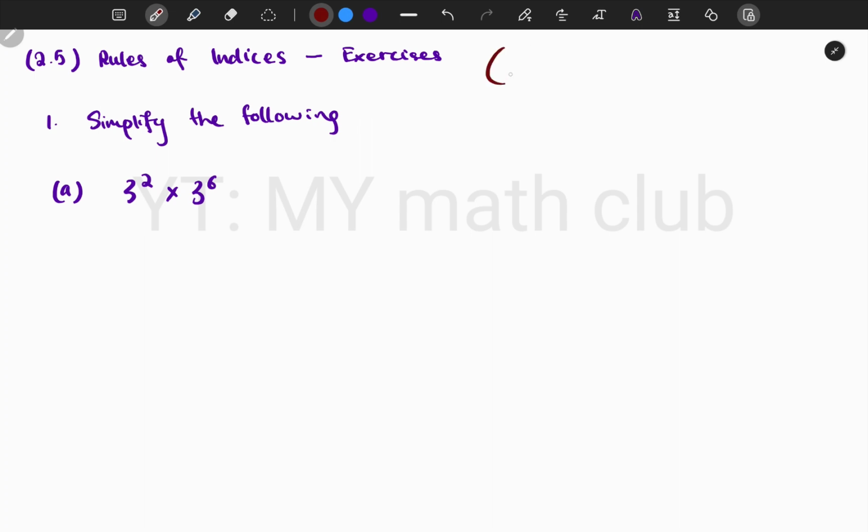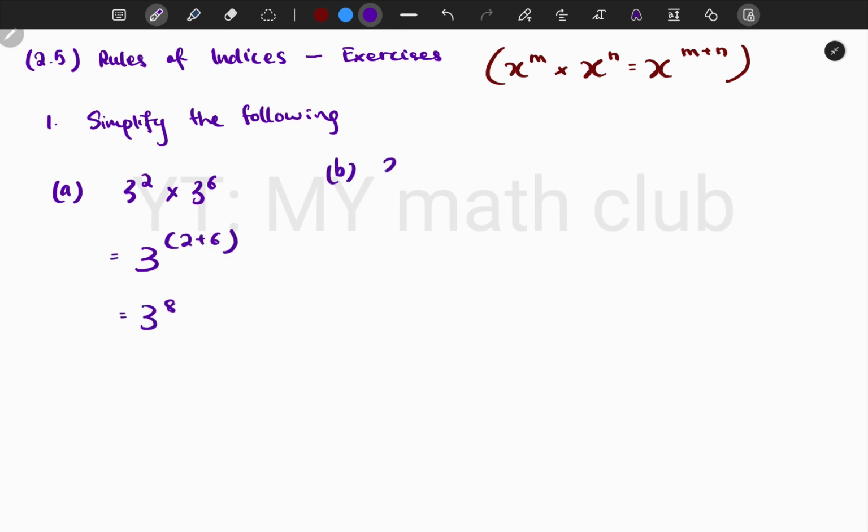The rule that we are going to apply here is to sum the powers when the base of the same numbers are multiplied by each other. Here 3 is the same base, so we can add the powers, which is 2 plus 6, which is 3 to the power of 8.